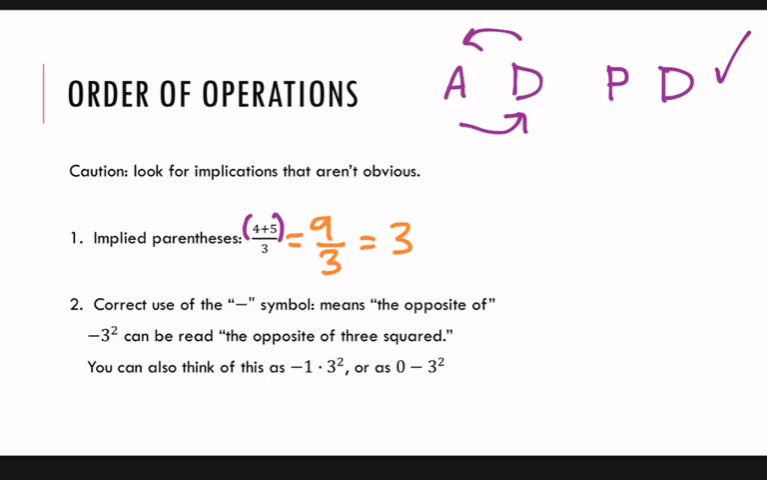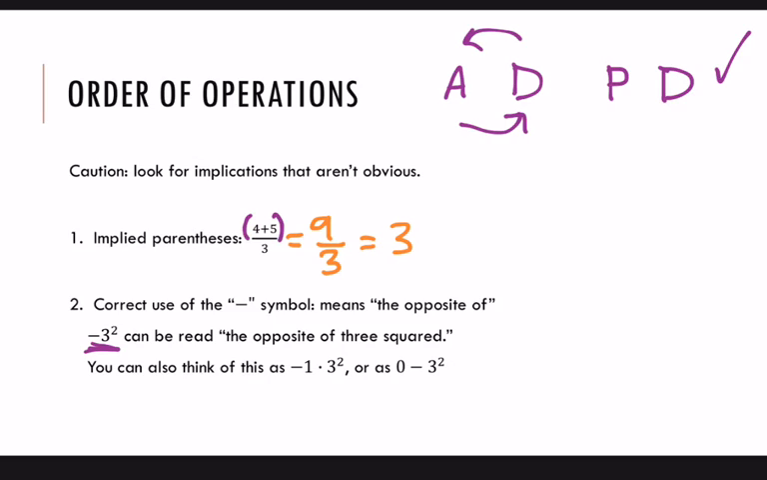The next thing I wanted to talk about was the correct use of the negative symbol. This actually means the opposite of. So when you see negative 3 squared, we sometimes do read it that way, but you could also read this as the opposite of 3 squared. Right? And the important thing on this one is that you need to know what's actually being squared.